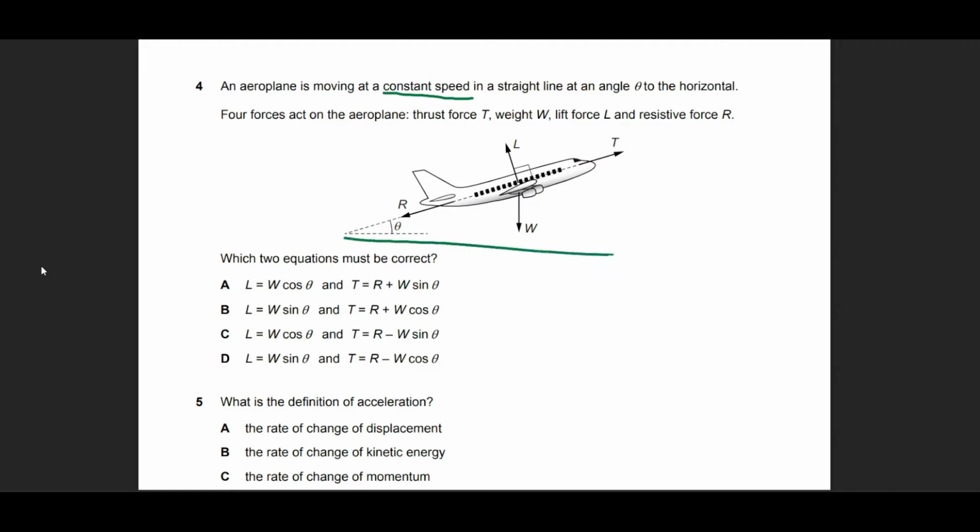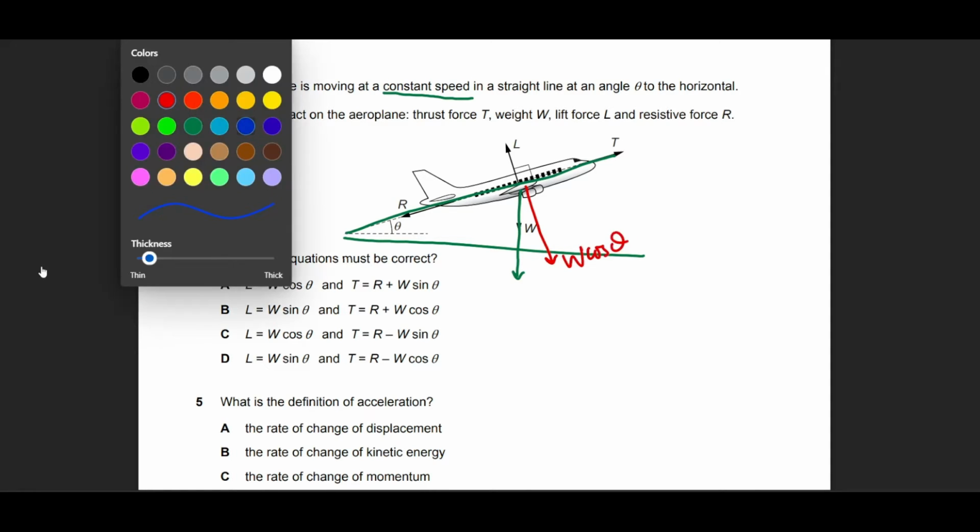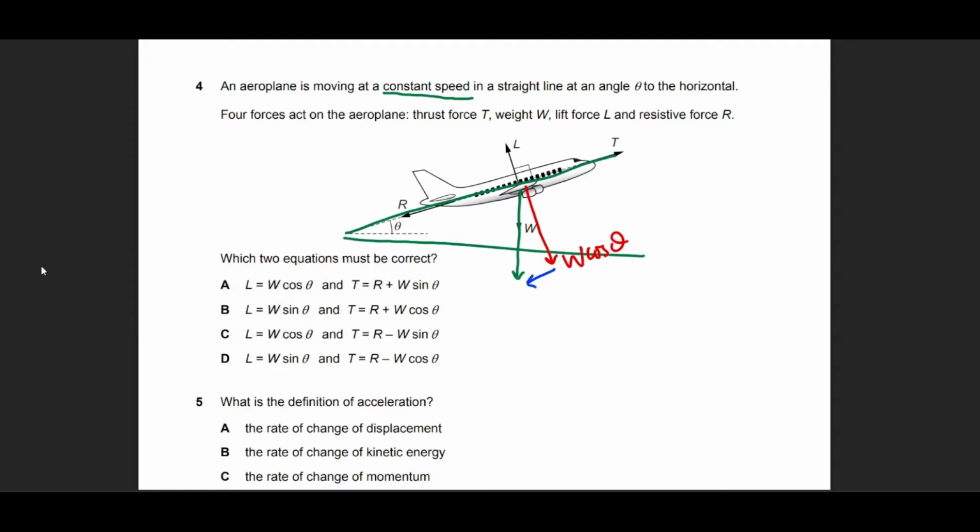Now, if you extend this diagram from this situation, you can see that this is the W component, the weight component, and let's make the rest of the vector components as well. Okay, so this is one of the components that comes out as W cos theta, and this is one of the components that comes out as W sine theta.